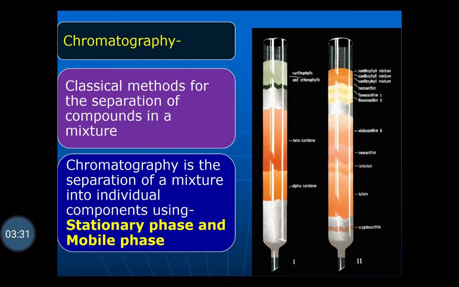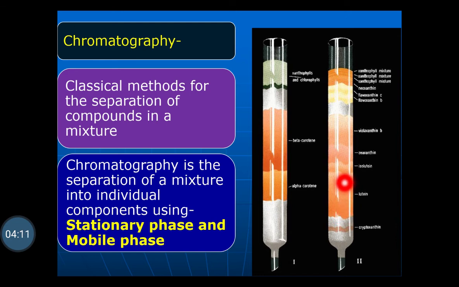As we have already studied, chromatography is a classical method for the separation of the compounds in a mixture. It is the separation of the mixture into the individual components, and it consists of two phases, stationary phase and mobile phase. Here the example of column chromatography is given. This is the column used in column chromatography. Inside this column there is a stationary phase. The mobile phase is allowed to run from the top, and it is collected at the bottom. That process is called elution.